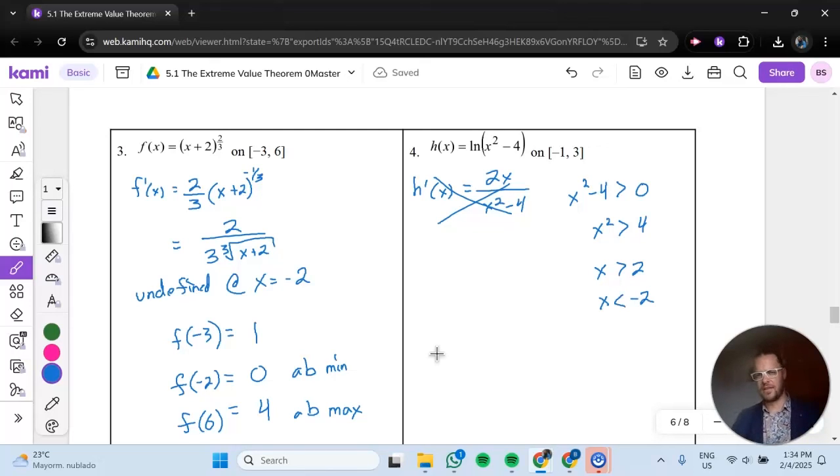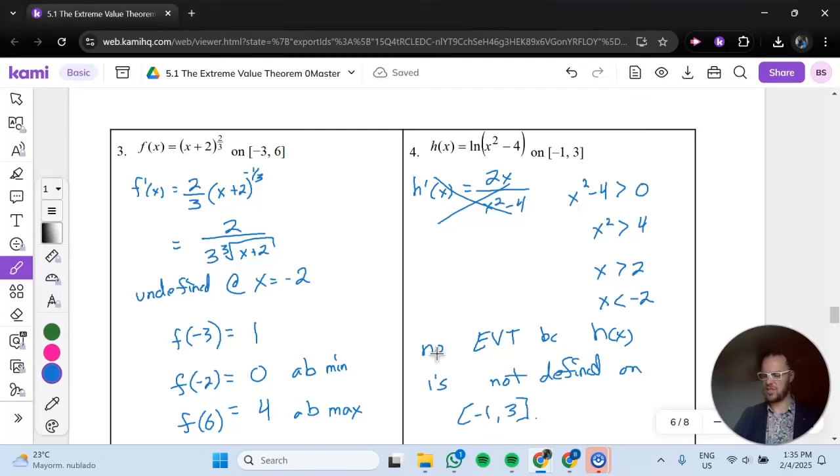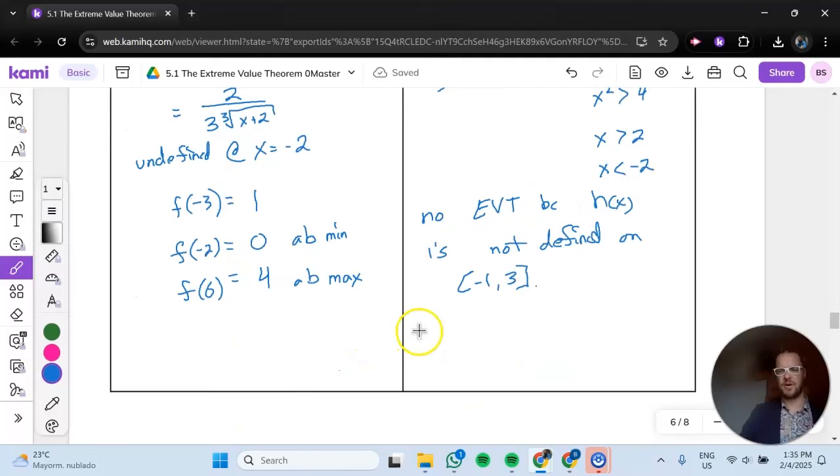And when I look at this, I'm not dealing with that at all. I'm dealing with negative 1 to 3, so that's not going to work. So in this case, it's even easier. I can just say no EVT because h of x is not defined on negative 1, 3. So therefore, there's nothing else I can actually do on that one.